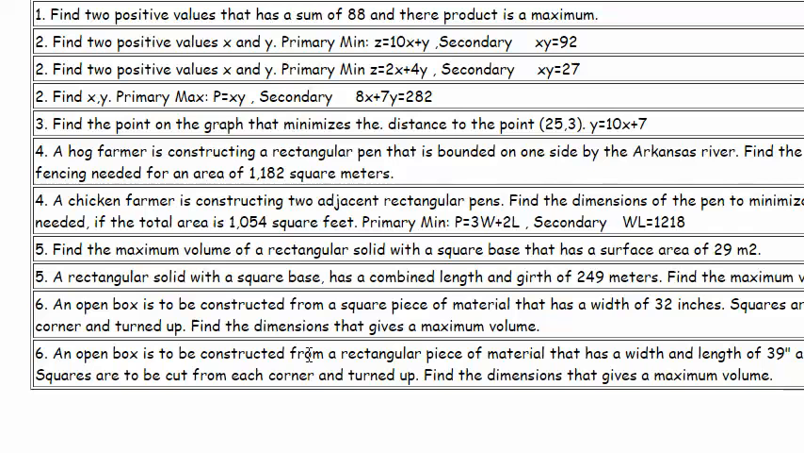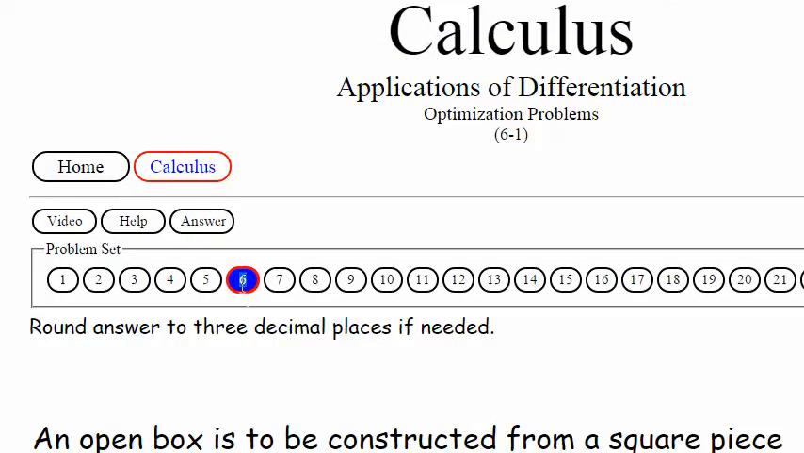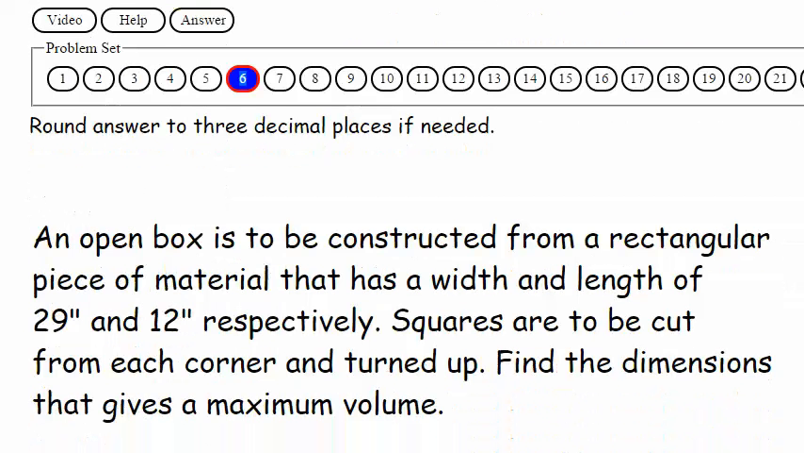We're at Optimization Problems. Okay, I guess that's the last one for right now. 6-2, if I can get it to come up.